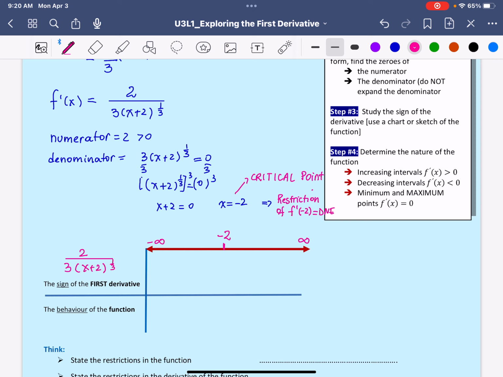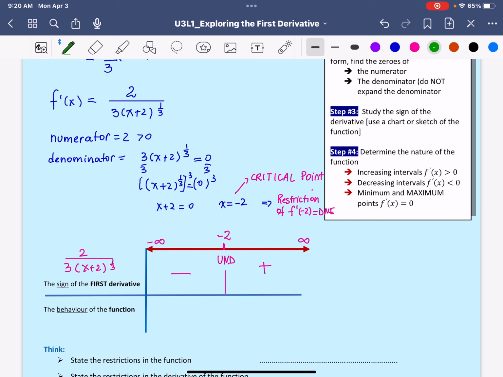At x equals negative 2, the derivative will be undefined because it's a restricted value. So for x values less than negative 2, you can substitute, let's say, negative 3 in here, we'll have a negative value for the expression in the denominator, positive in the numerator, so that will give the derivative a negative sign. On the other hand, for x values greater than negative 2, for example, if x is 0, the value of the denominator will be a positive number, so positive over positive is positive.